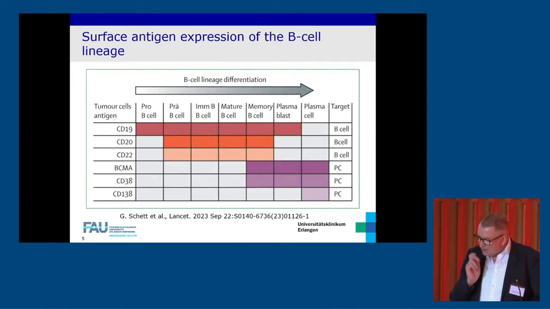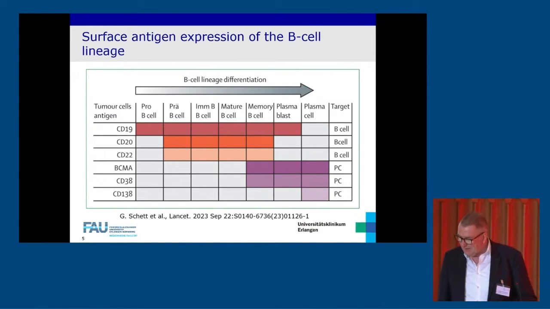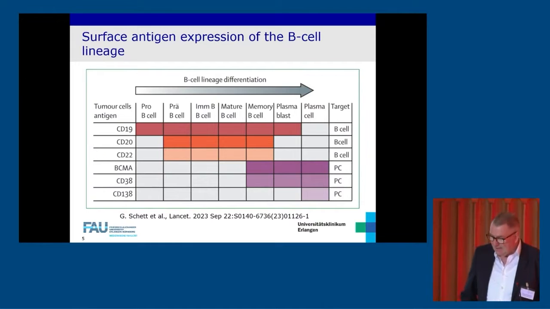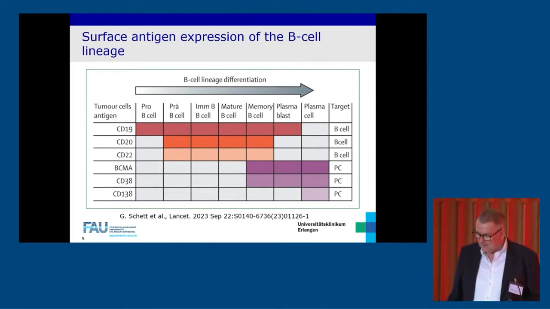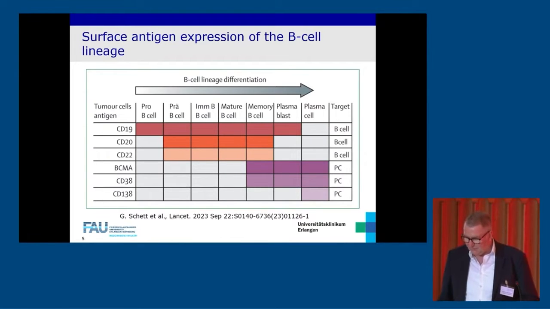When you consider such an approach to target autoreactive B cells, we should first of all recapitulate the surface antigen expression of the B cell lineage. This is shown here. You can see that CD19 is broadly expressed from pro-B cells up to plasmablasts, but it's not expressed on long-lived plasma cells. If you really want to target long-lived plasma cells, other antigens such as BCMA or CD38 are the right antigens.